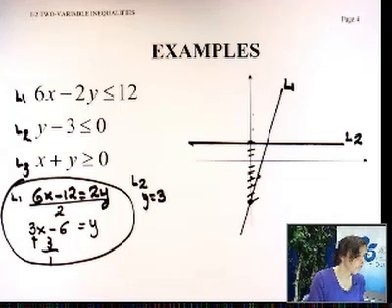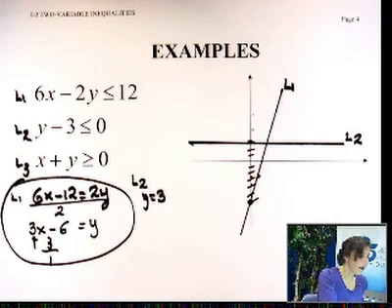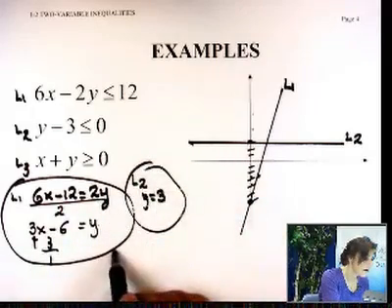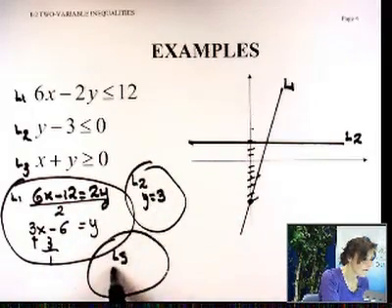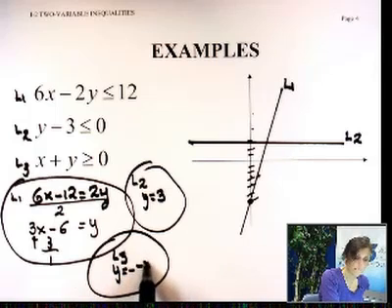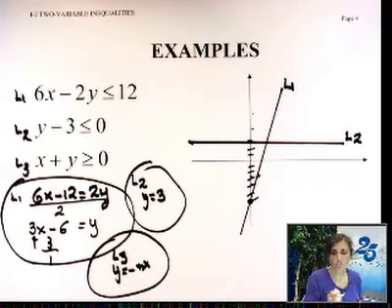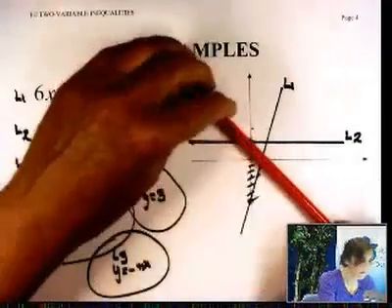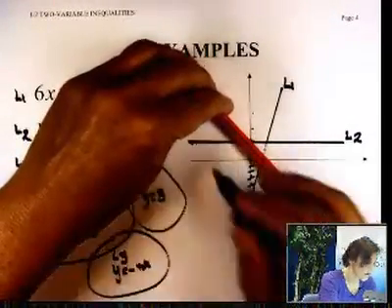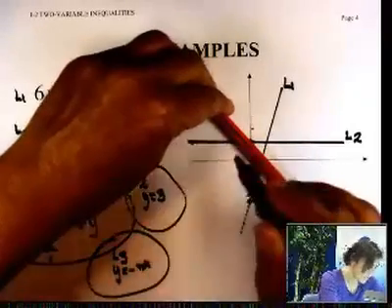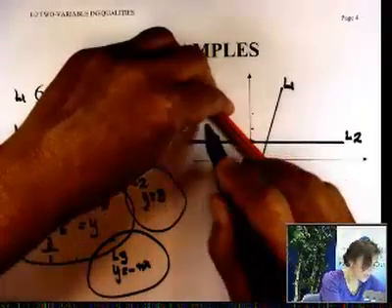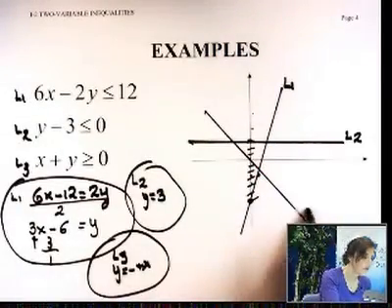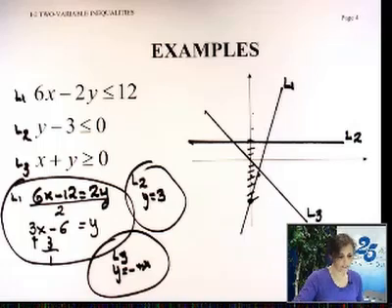And then I'm going to do L3, y equals negative x. y equals negative x is going to go down at 45 degrees. And since it has equal, I have to put a solid line. All right, here you go. This is my L3. Now I'm going to do some testing.